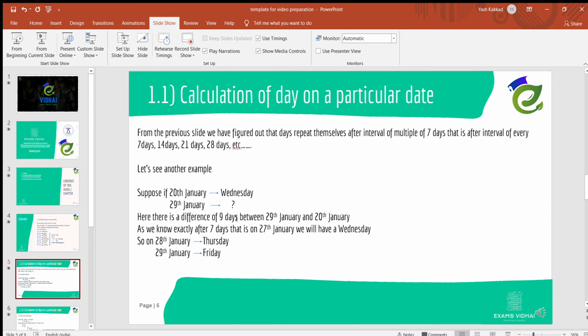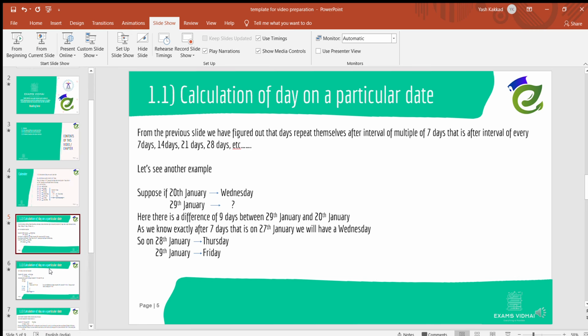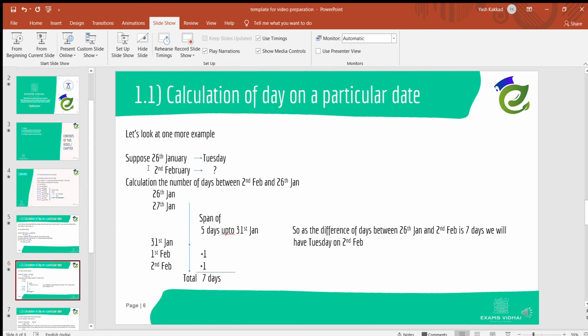Okay, coming on to the next problem. Let's look at one more example. Suppose 26th of January is Tuesday, then which day would fall on 2nd of February? Here you need to know how many days January has.